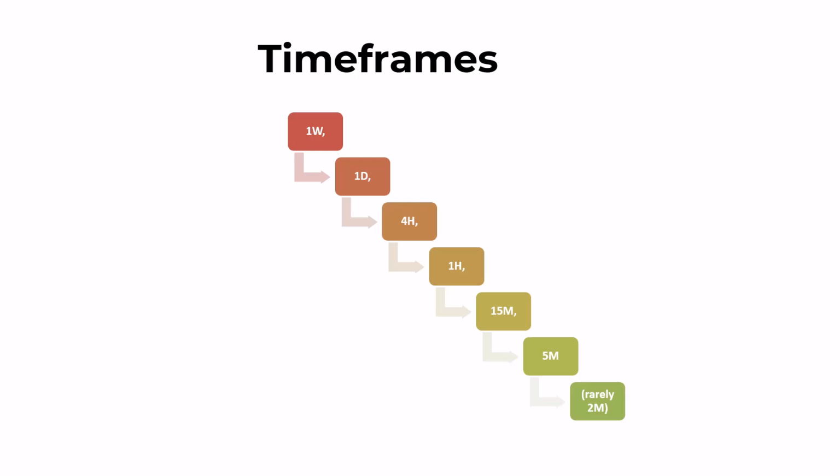Synchronize variables. Then move to lower timeframes like 4 hours or 1 hour to find variables that line up with the higher timeframe's trend. For example, a 1-day order block might pair with a 4-hour fair value gap to confirm the direction. Patience is key.